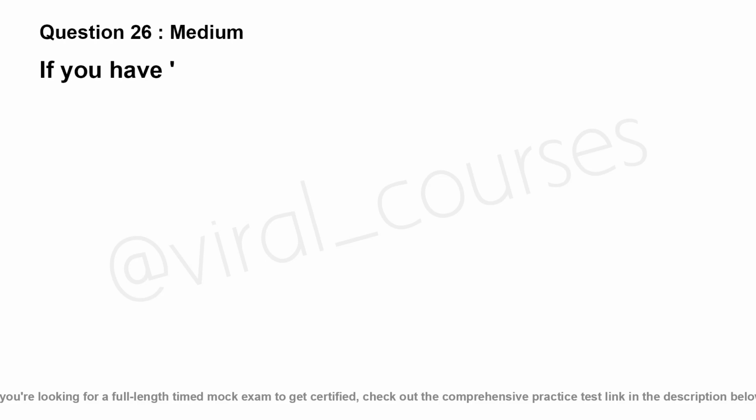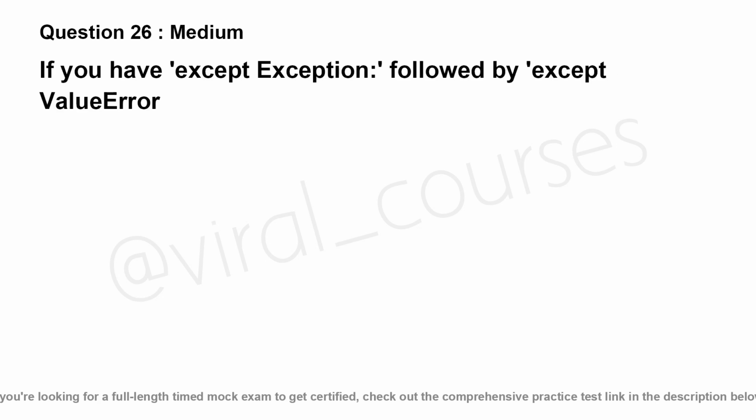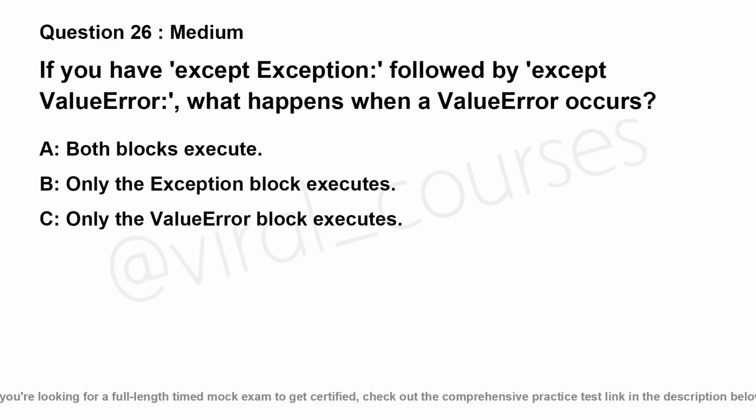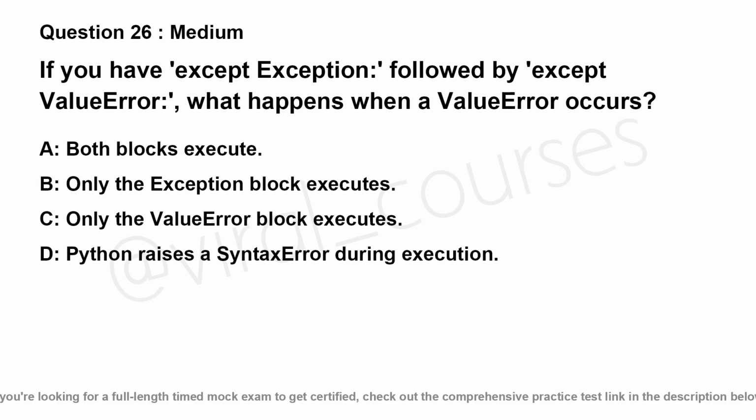If you have except Exception followed by except ValueError, what happens when a ValueError occurs? Option A, both blocks execute. Option B, only the Exception block executes. Option C, only the ValueError block executes. Option D, Python raises a SyntaxError during execution.